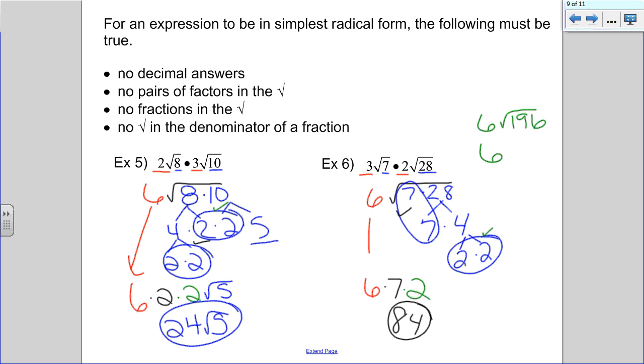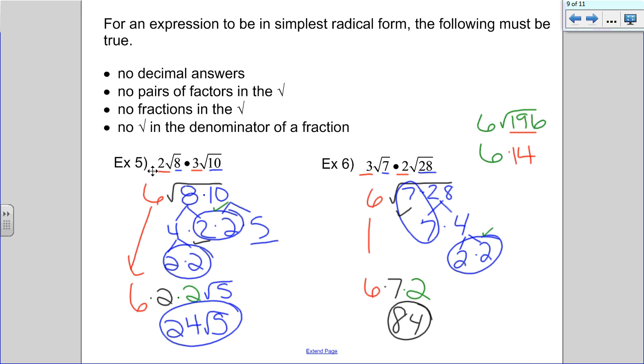I'm going to write it in a different color. Which is why, ladies and gentlemen, when I did my factor tree, did I have anything left underneath that radical? And when you have nothing left underneath the radical, you know it's a perfect square. And if you check on your calculator for me, 6 times 14 is 84.